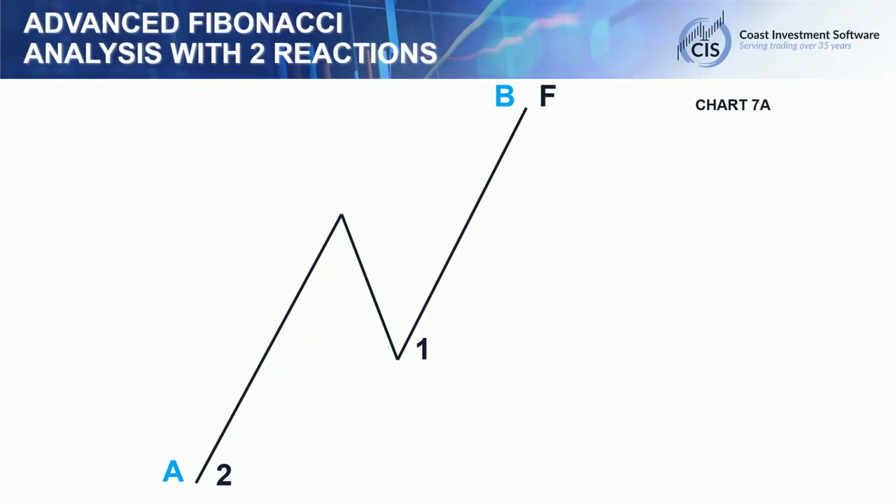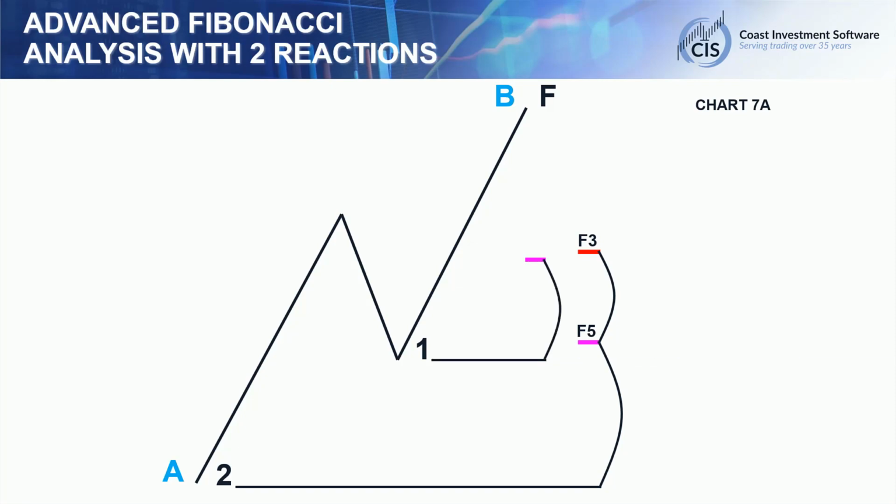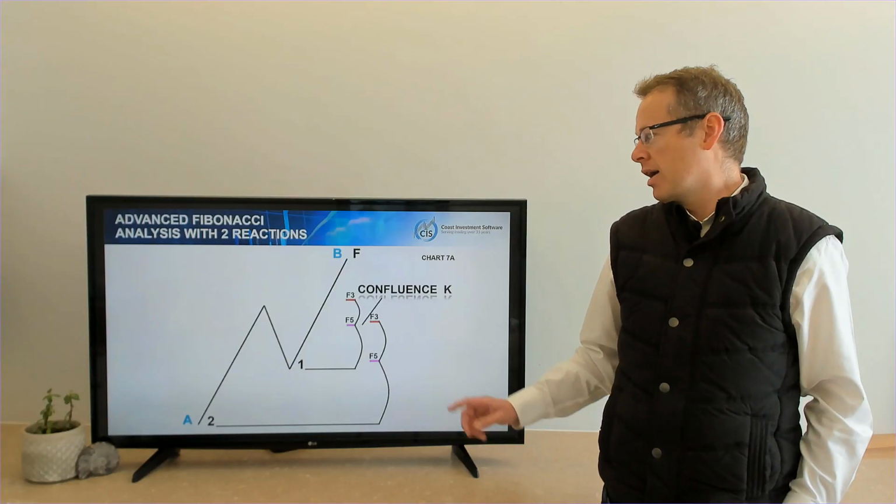So if we zoom into this, if you do a measurement from the F, which is the high, to A or point 2, which is the low, you'll have a 0.382 and a 0.618, F3 and F5 support going back. From the reaction point 1, you'll also have an F5 and an F3, or 38 and 61% retracement going back. And what you have here is an F5 and F3 in close proximity with one another, and that is what we call a confluence support.